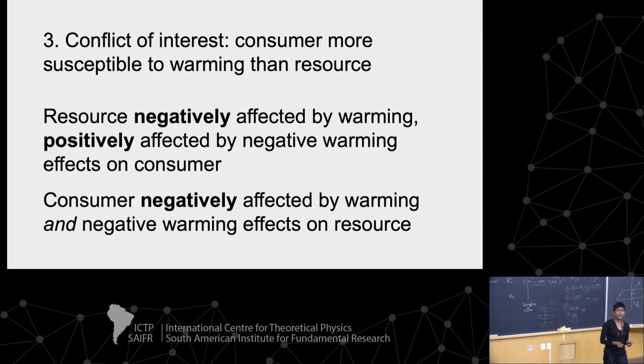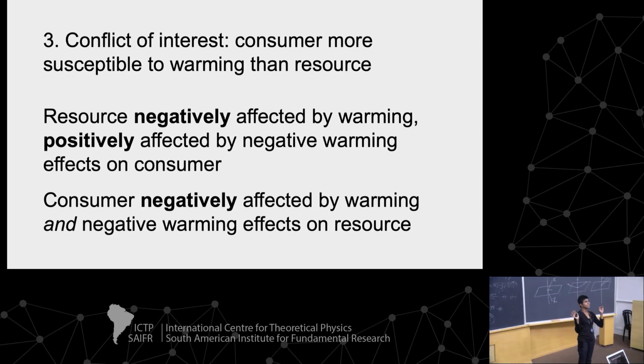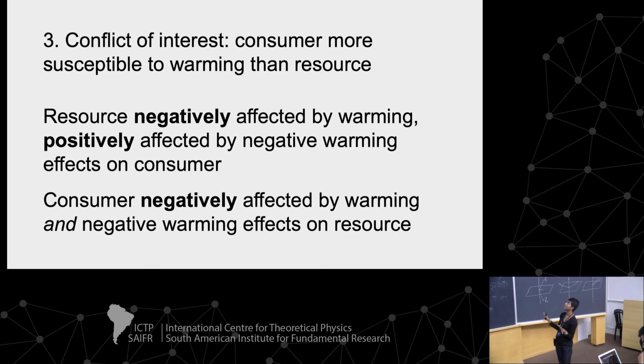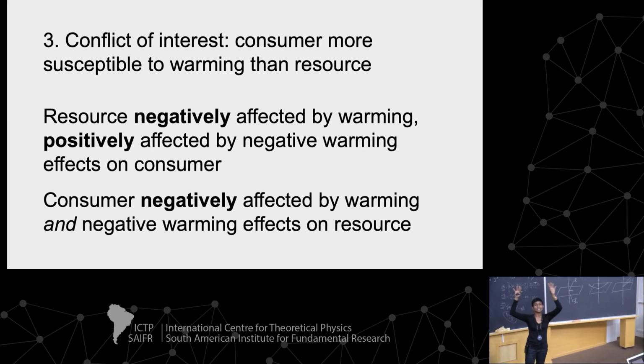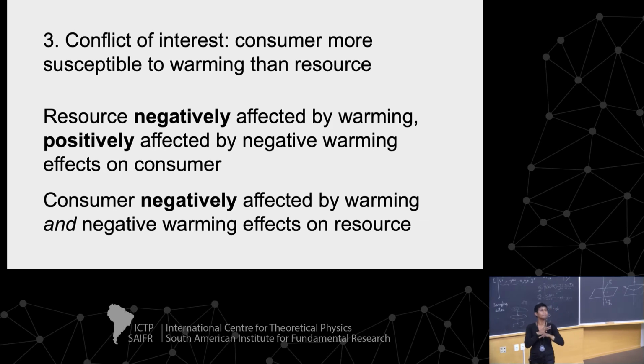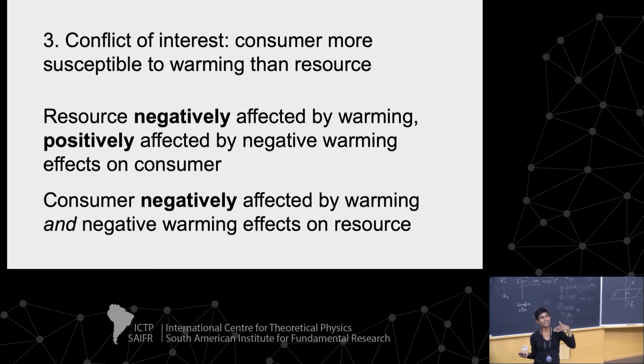That's the second thing. Third, because of the conflict of interest between the resource and the consumer, we would expect the resource to be negatively affected by warming, but positively affected by the negative effects of warming on the consumer, whereas the consumer will be negatively affected by direct effects of warming and the negative effects of warming on the resource. Isn't that beautiful that you have this conflict that gets inflated and a huge concern once you add this environmental perturbation. So those are our expectations.